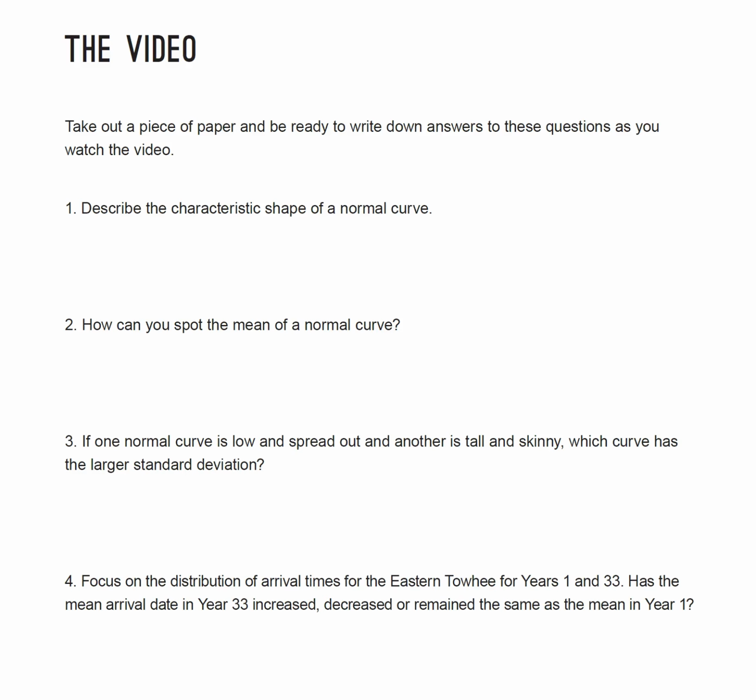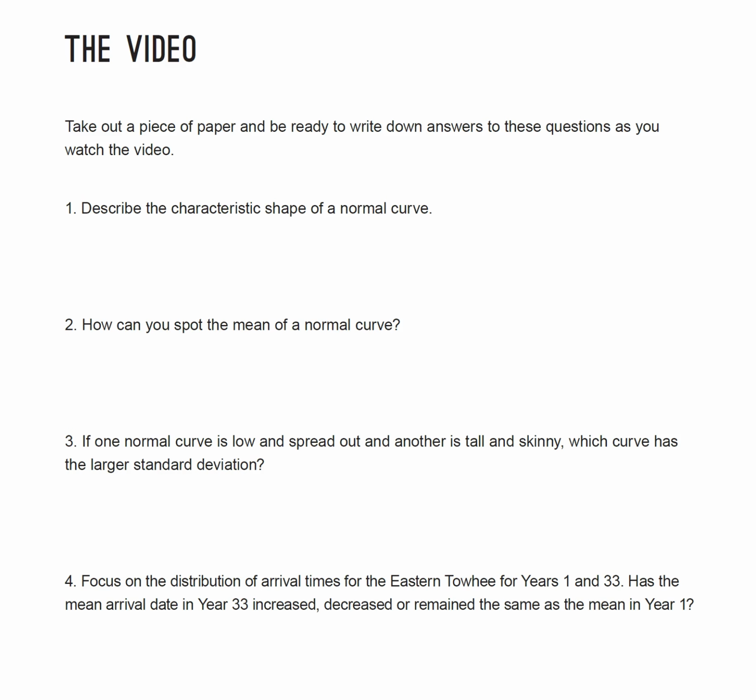On the study guide for the video, on page 10, it has several questions that I'd like to go over. Number 1 says, describe the characteristic shape of a normal curve. The answer here is a mound-shaped and symmetric, or bell-shaped. Number 2, how can you spot the mean of a normal curve? The mean should be at the line of symmetry, or the highest point of the curve.